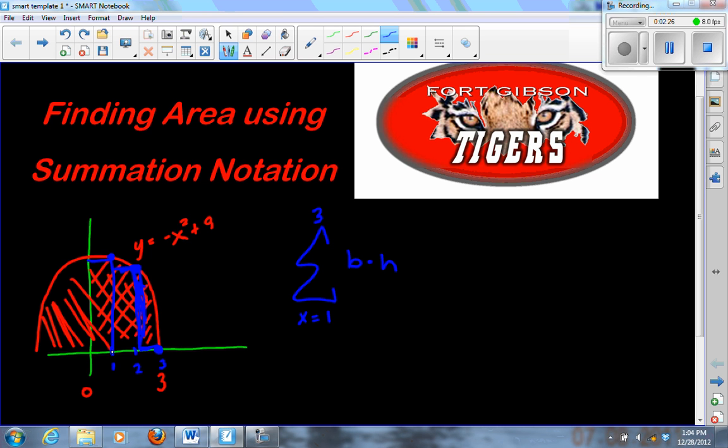Now the base of all of these is 1. You can see that here. So this base is going to get exchanged for a 1. And these heights are given by whatever you plug in for x. See, if I want to know the height of this first one, I'll plug in a 1 for x. That's when x is 1. If I want to know the height of this middle one, I'll plug in a 2 for x. That's when x is 2. And you work your way all the way up till you get to when x is 3, and that'll tell you the height of this last one. So this is given by my function.